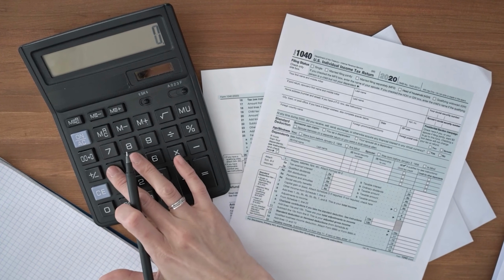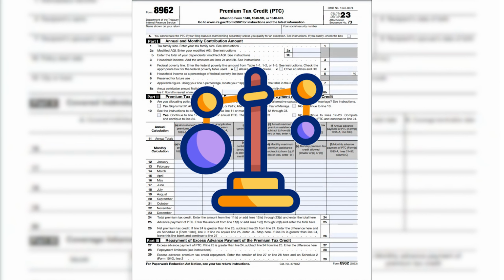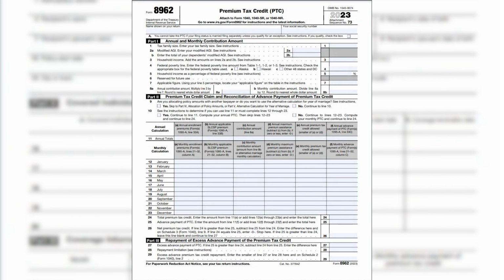The next step is to complete Part 4 by calculating any advance premium tax credit, also known as APTC, that you received from the premium tax credit. Step 7, compare the APTC you received during the year with the PTC you are eligible for, so that you determine whether you received too much or too little APTC.